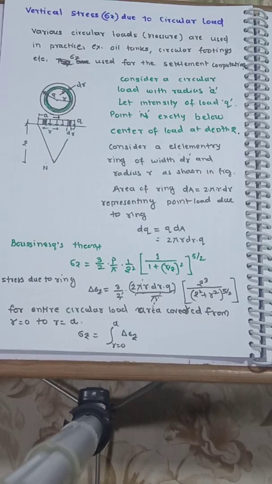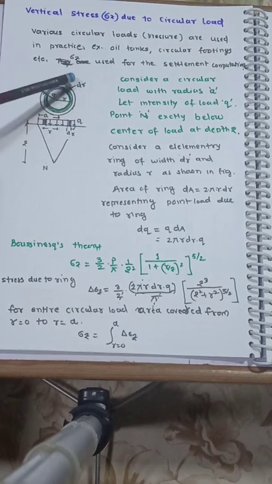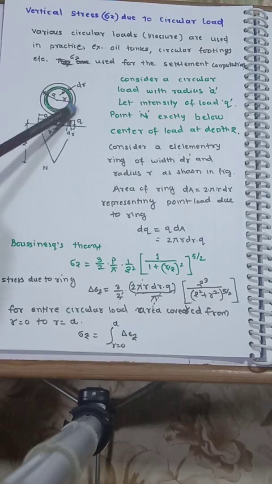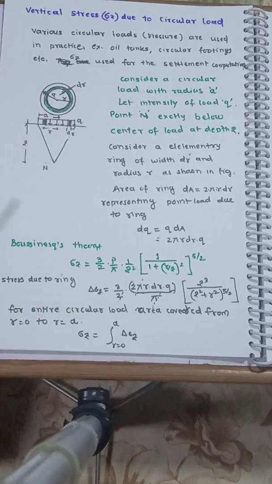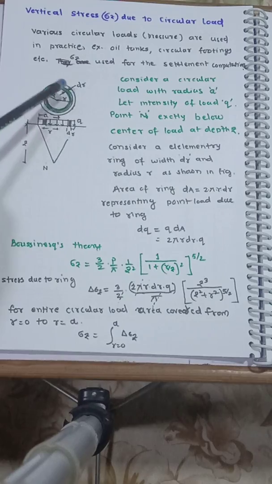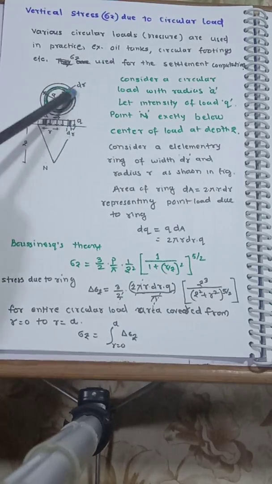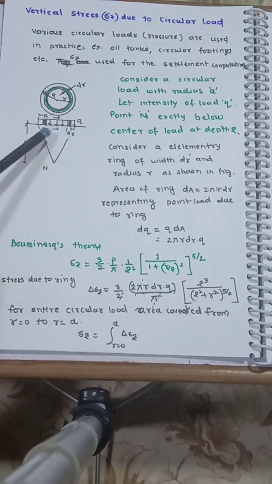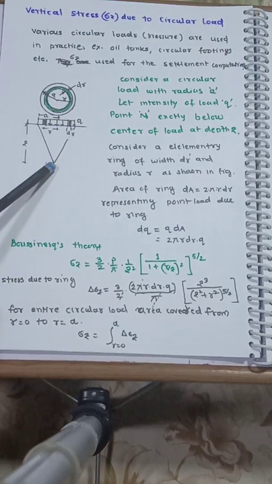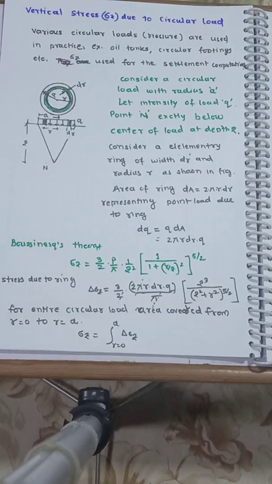But sigma z is used particularly to check the pressure at different depths, and also for the settlement. Okay, so consider a circular load with a radius a. So the outer radius is a, and the intensity is q. This is in plan. You can see the outer one is the radius a and intensity is q, and we require the stress at exactly the center at a depth z.